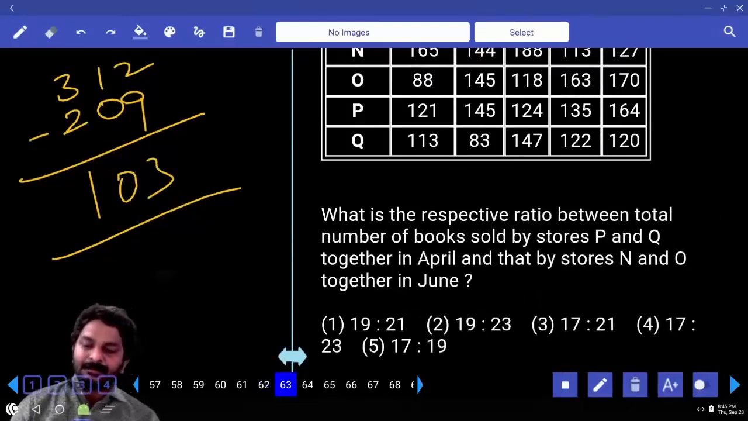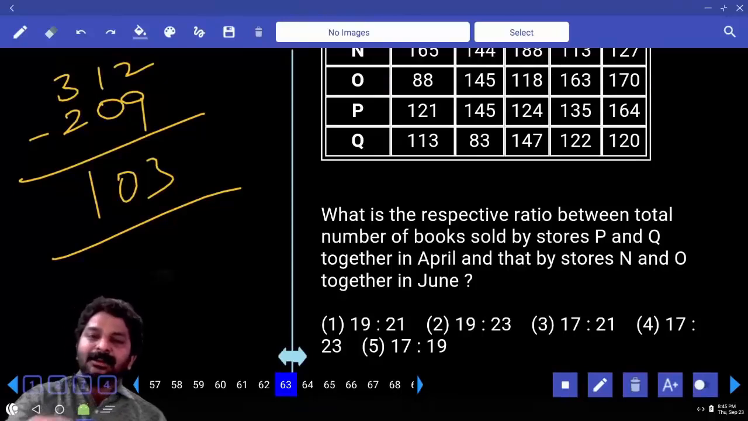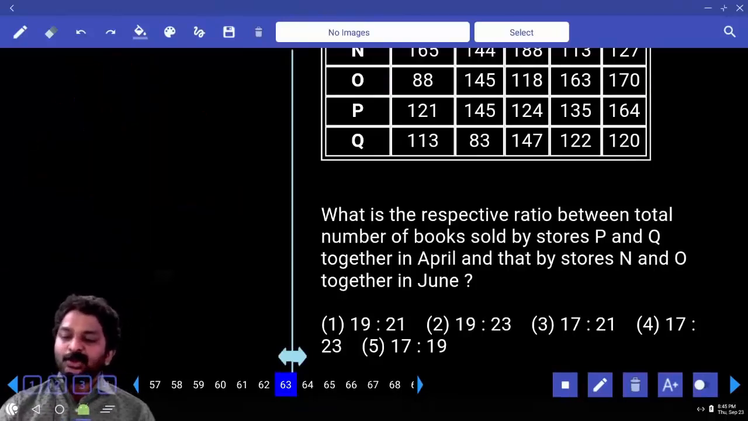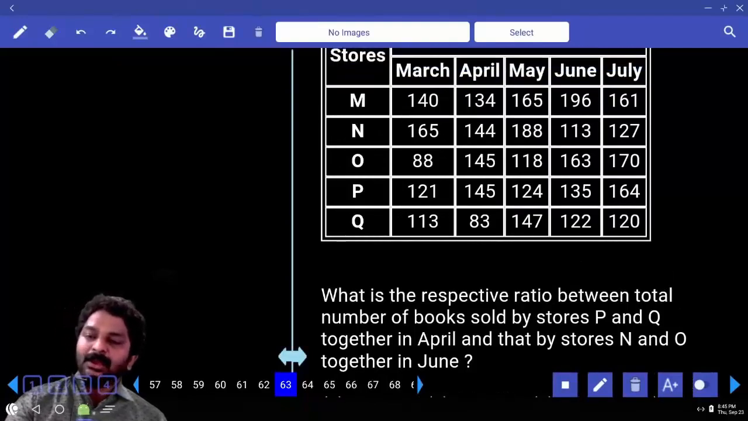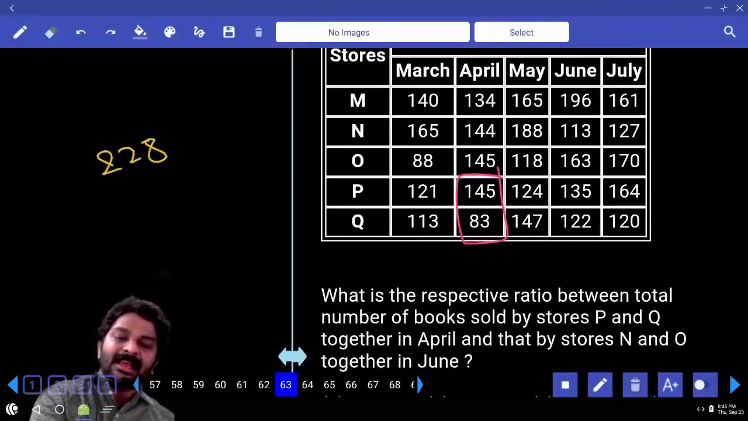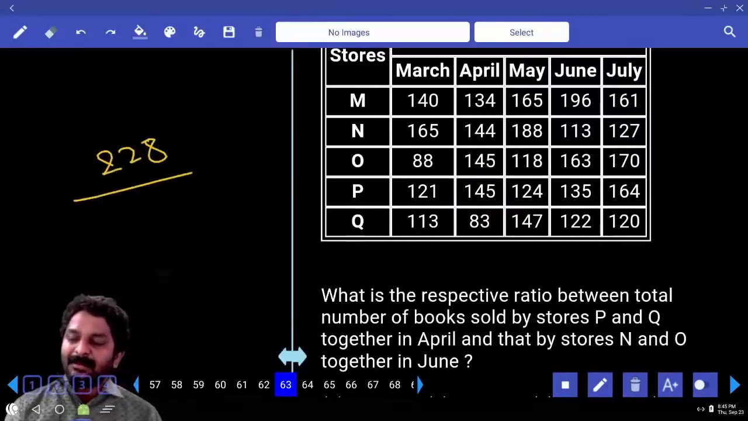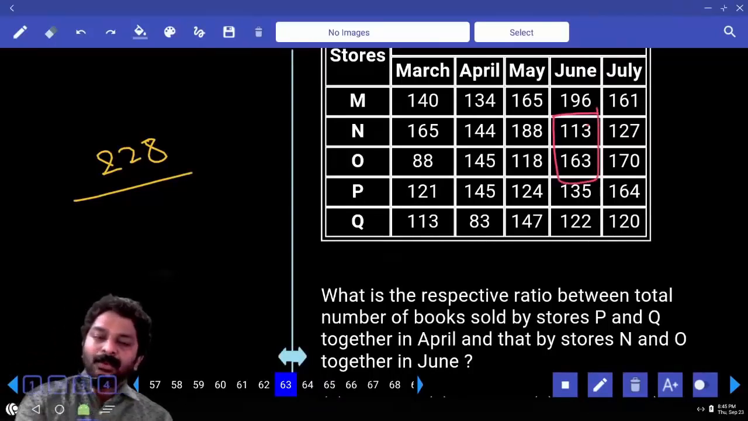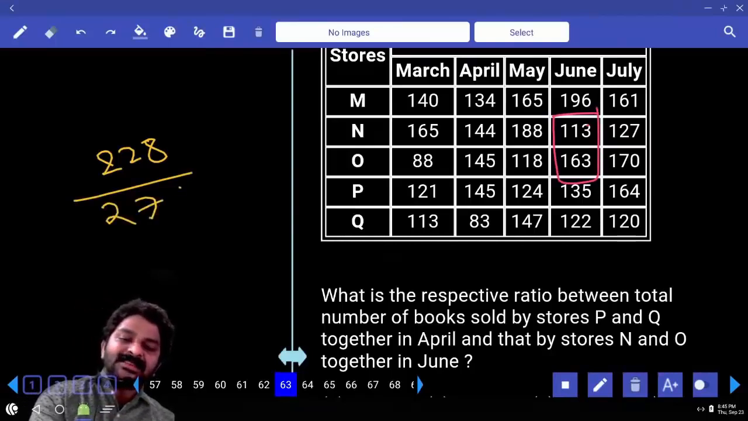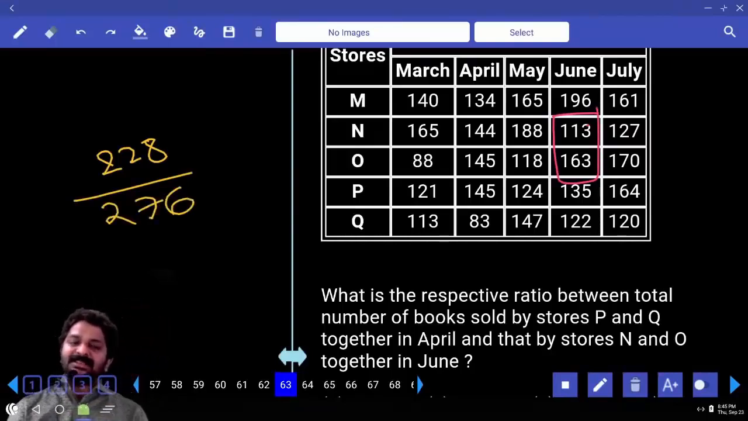Fifth option. What is the respective ratio between the total number of books sold by stores P and Q together in April? April, P and Q together. 228. As it is ratio A is to B, or A by B. N and O together in June. N and O together in June. 276. 276. Right.